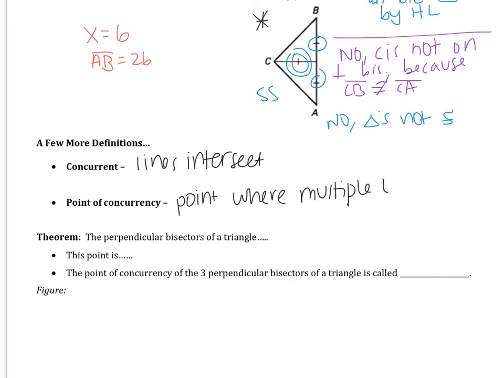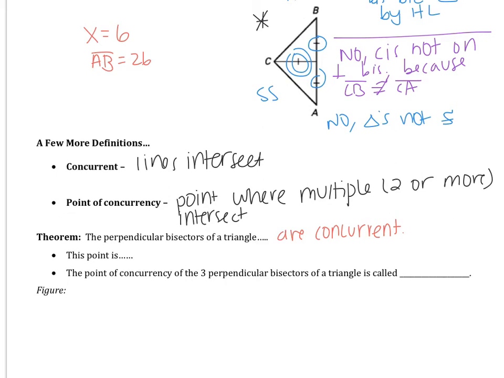By multiple, I mean 2 or more. Intersect. Now, why is this important? Well, this is going to lead us to the next theorem. So the perpendicular bisectors of a triangle are concurrent. So that means all 3 perpendicular bisectors intersect at the same point.